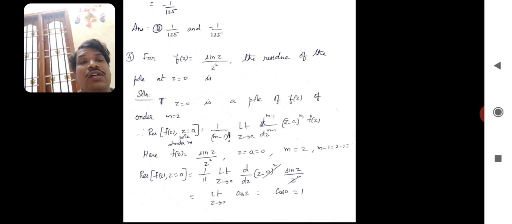So the residue of the function f of z, sin z by z square, at the pole z equal to 0 is 1. Which completes the fourth problem.